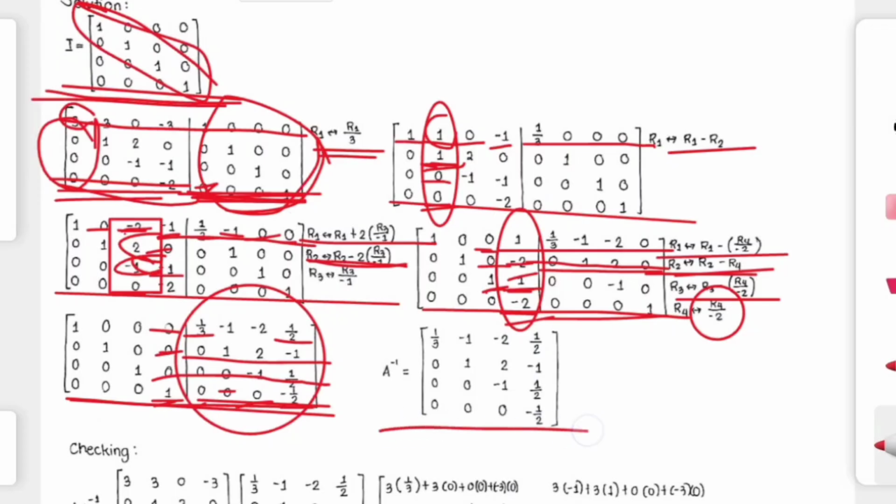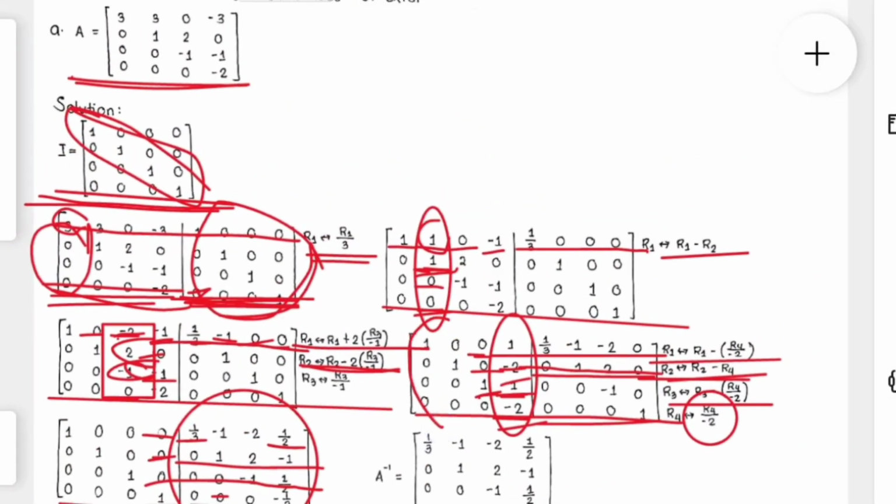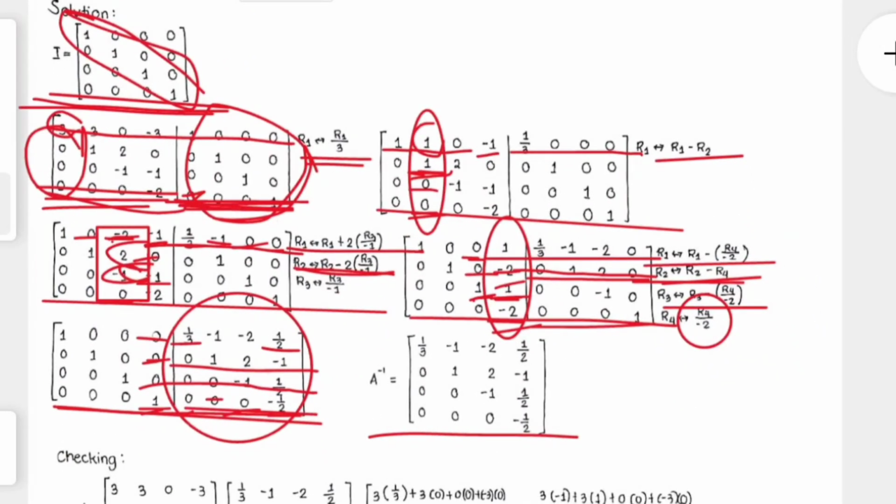So the inverse of A is equal to this matrix. For column 1, we have 1/3, 0, 0, 0. For column 2, negative 1, 1, 0, 0. For the third column, negative 2, 2, negative 1, 0. And for the fourth column, we have 1 half, negative 1, 1 half, and negative 1 half.